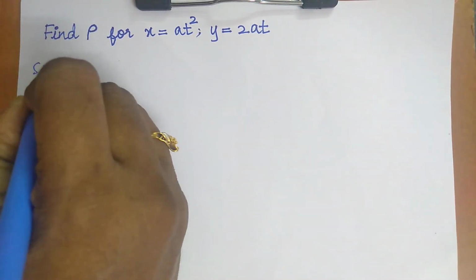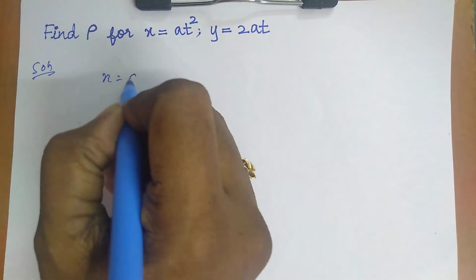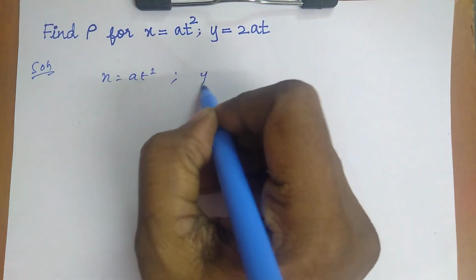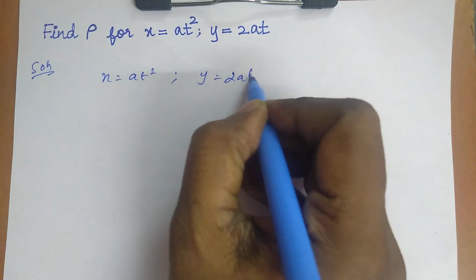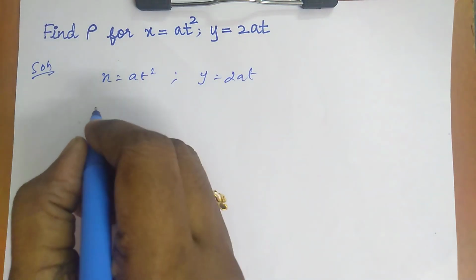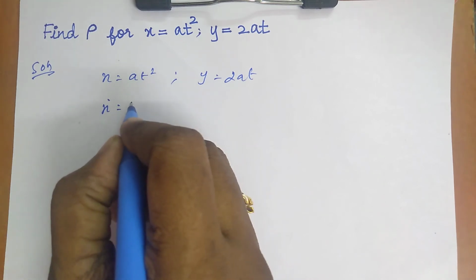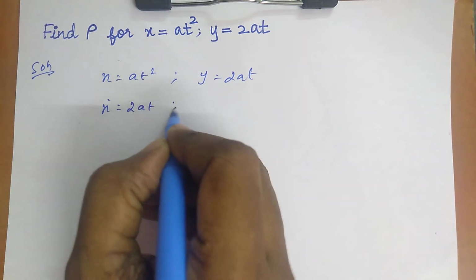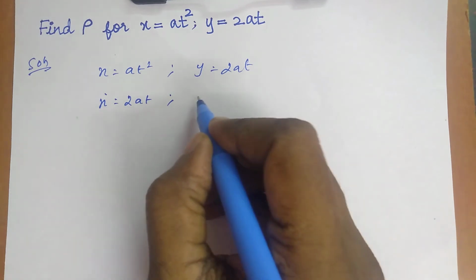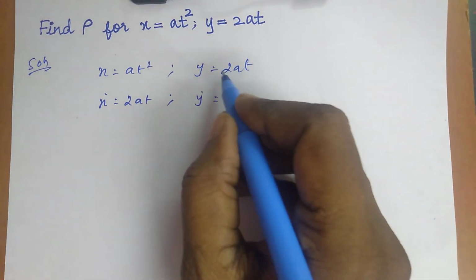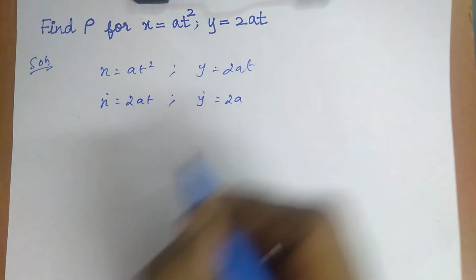Look at the solution. Solution, given curve x is equal to at square, y equal to 2at. Here the parameter is t. So what is our x dot? x dot is differentiation of t square is 2t, so 2at. And differentiation of y, that is y dot, is nothing but 2a.